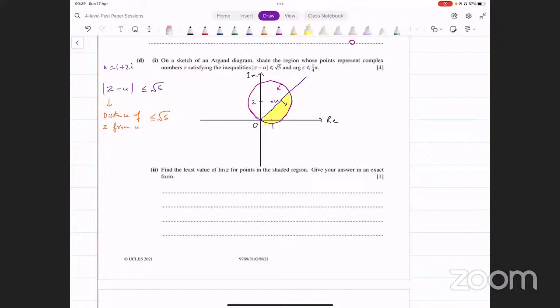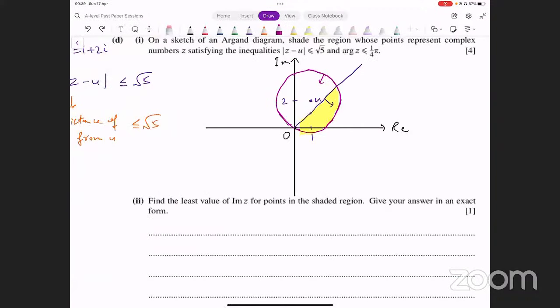So now let's find the least value of the imaginary part of z for points in the shaded region. Okay, imaginary part: this vertical axis represents the imaginary part. Where is the imaginary part least? That is what we've got to figure out. Now if you think of this, you have to look along the vertical axis. What is the lowest point that you've got in the shaded region?